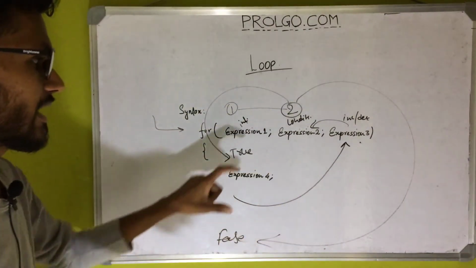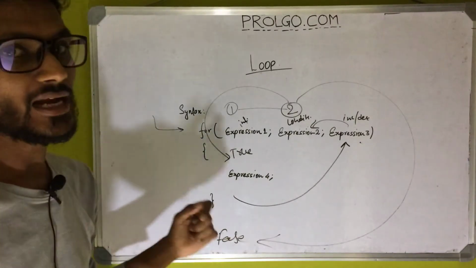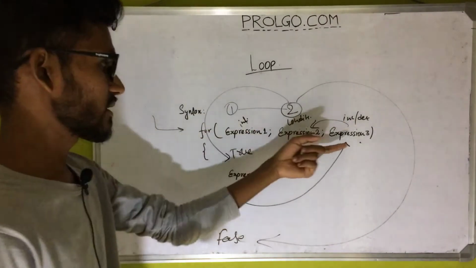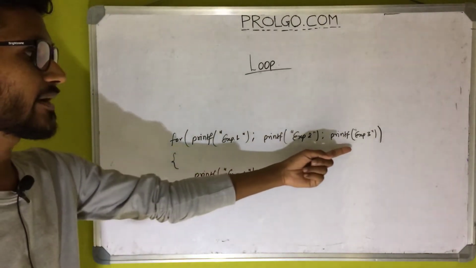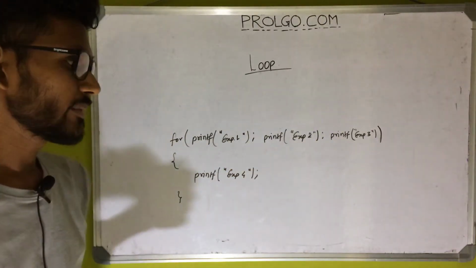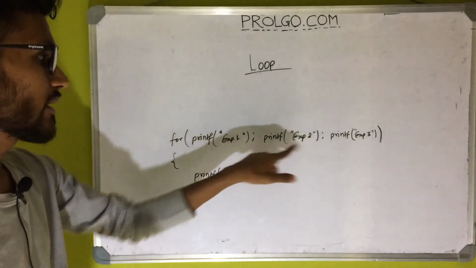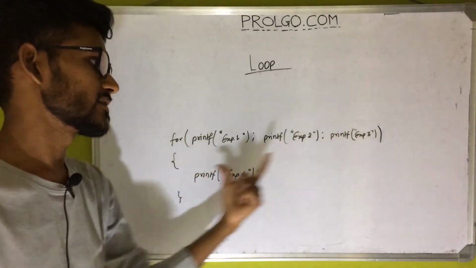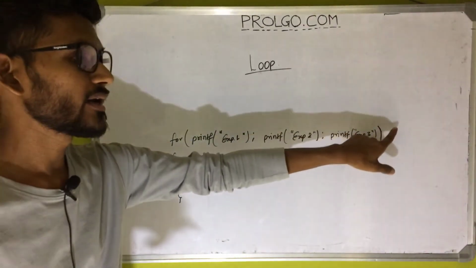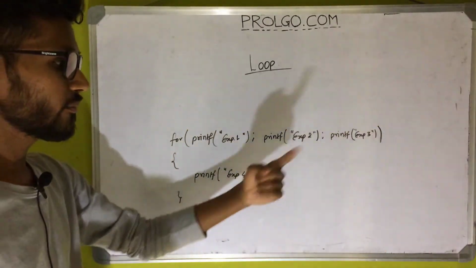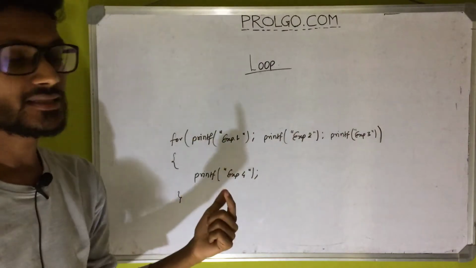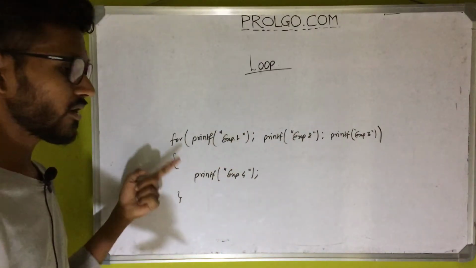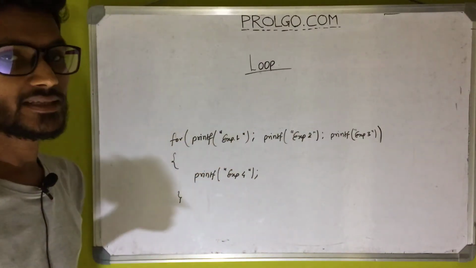So I'll take one example and then I'll demonstrate how this control will work. I have replaced all the expressions with printf statements, and one thing you have to keep in mind is that there are 2 semicolons inside this parenthesis. There is no semicolon at the end, because if you put a semicolon at the end, it will be treated as one statement, and this block will not be part of this for statement.